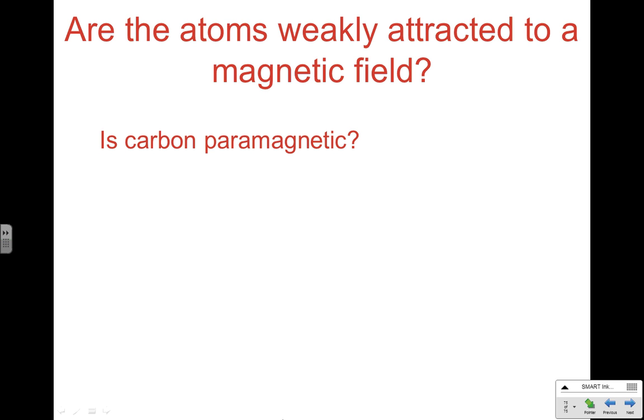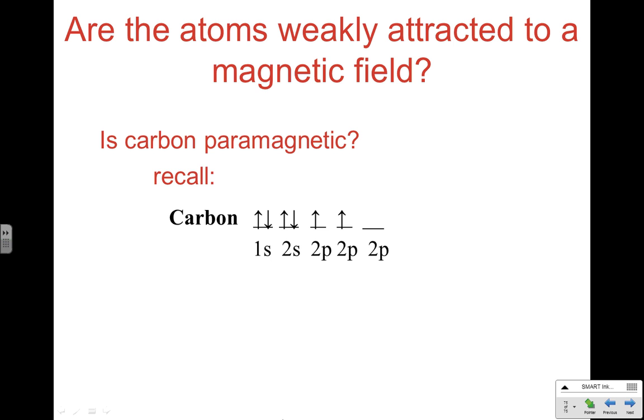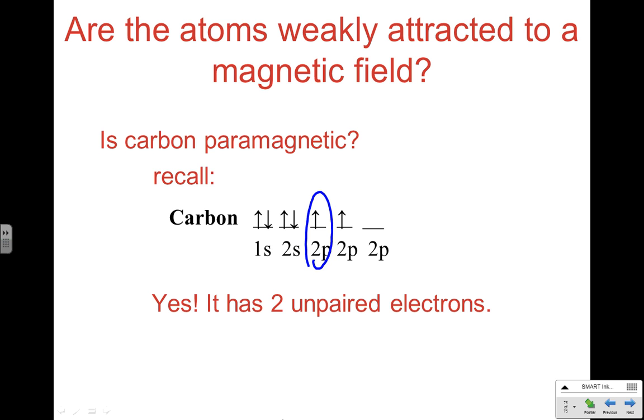So is carbon paramagnetic? Would it be attracted to a magnetic field or not? Now, if we look at the orbital diagram, because here it's easier to see the pairing, that's what carbon would be. So yes, we have 2 orbitals, these 2 right here, that are partially filled. So that means this substance is going to be weakly attracted to a magnetic field. So yes, it is paramagnetic.